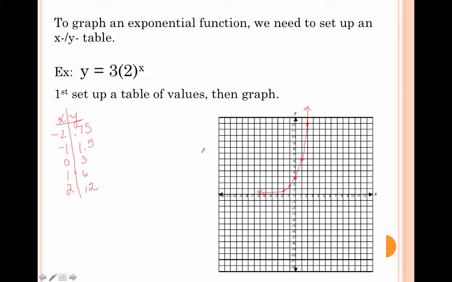Okay, so notice when we had a positive value for B and a positive A, we saw an exponential function graph going up to the right.